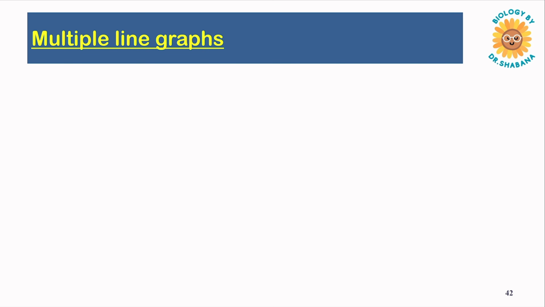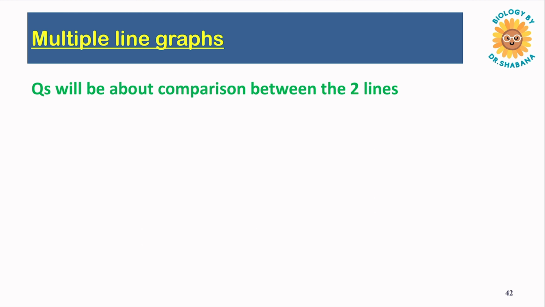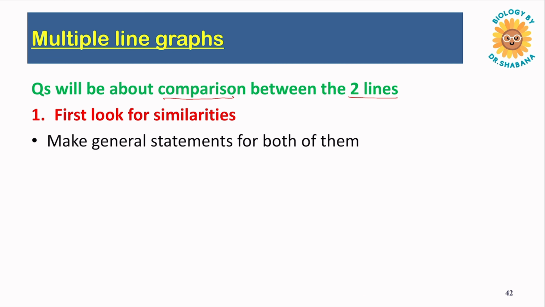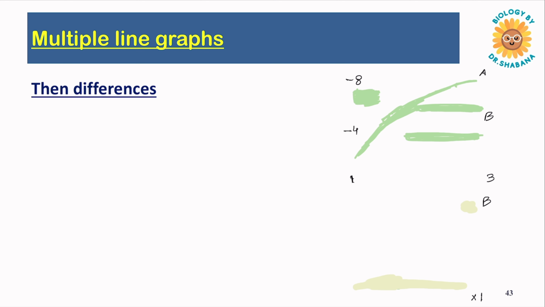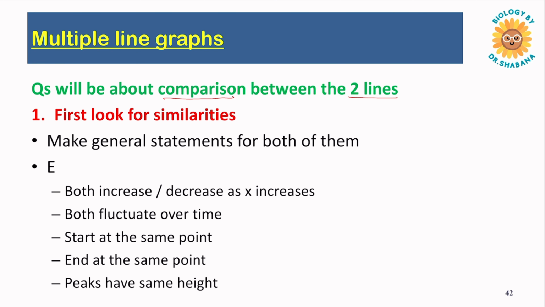Now, what if you have multiple line graphs? Then questions will always be about comparison between the two lines. So get ready for that comparison. How do I tackle this? First of all, look for the similarities, then you look for the differences, and you can go on like that. Make general statements for both of them. For example, both increase and decrease as x increases, both fluctuate over time. They start at the same point, they end at the same point. Anything you see that is a similar concept, or their peaks have the same height.